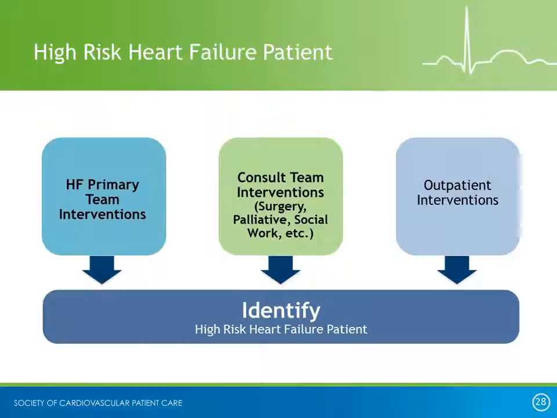So the high-risk heart failure patient. To help identify this, you have a heart failure primary team with their interventions, a consult team with their interventions, whether it be surgery, palliative care, social work, etc., and then outpatient interventions. So again, once this patient is identified, all three of these systems work together to identify risk factors, try to alleviate these risk factors or any perceived barriers for the patient or for their family or providers, and work together to collaborate and integrate this care while the patient is in the hospital and throughout the healthcare continuum.